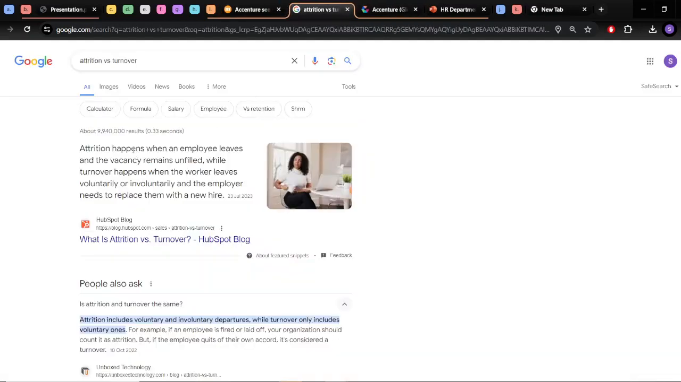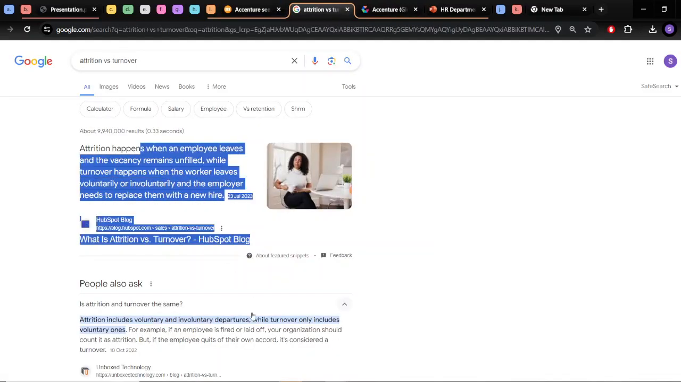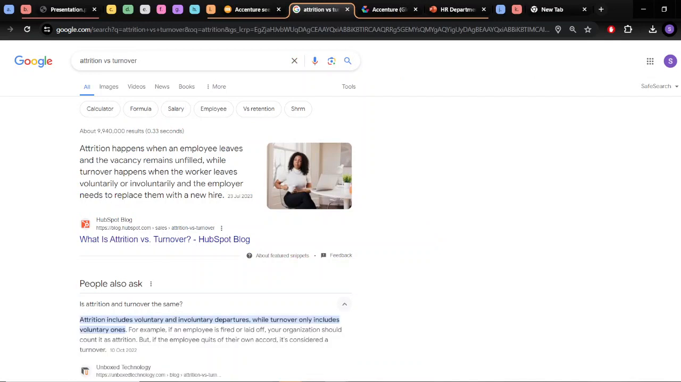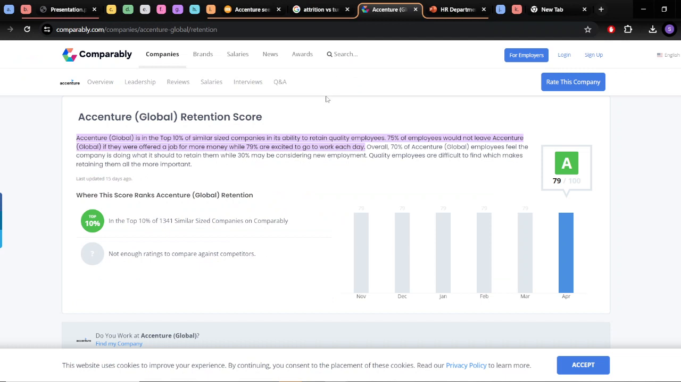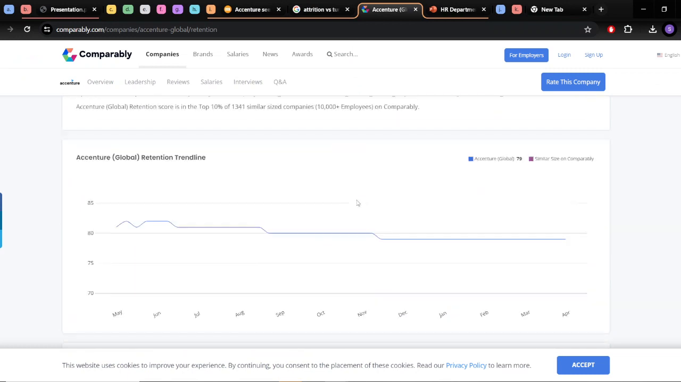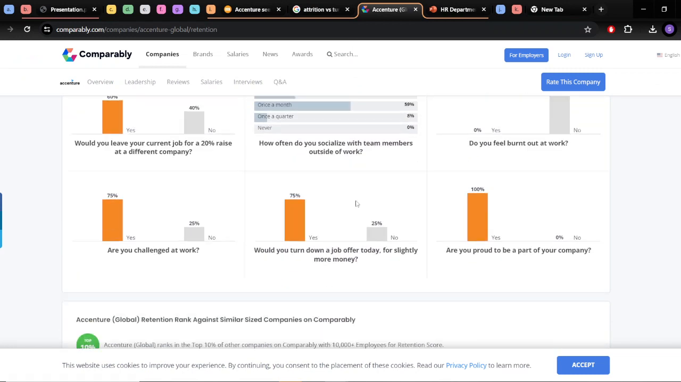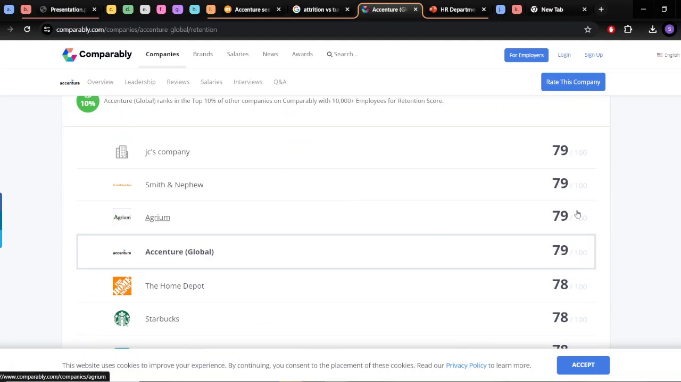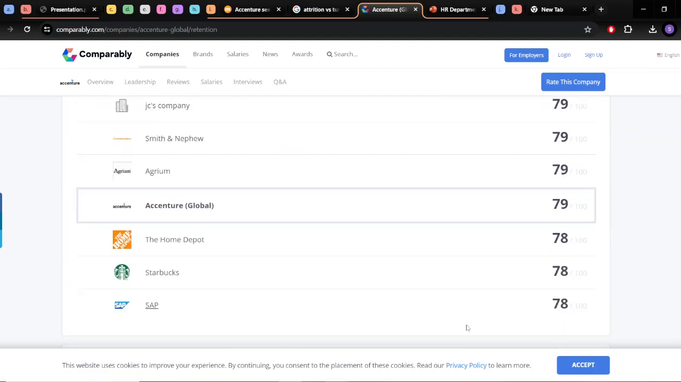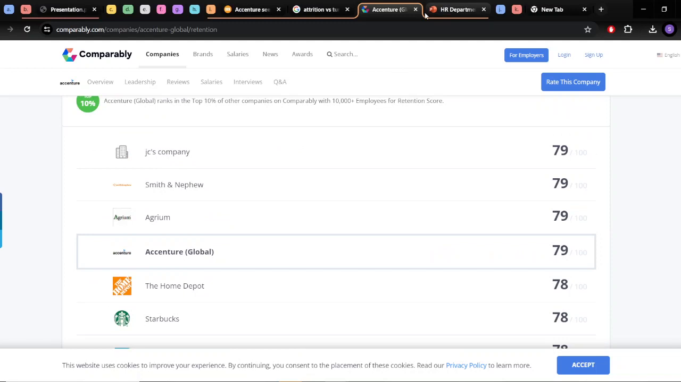Apparently, it's the same thing as turnover, but it also involves getting fired, involuntary departures, right? And as well, they're in the top 10% of similar sized companies in their ability to retain quality employees, right? So Accenture is a great company, and they already have a good retention rate, right? Look, they're in the top 79, yeah, along with all these other companies.